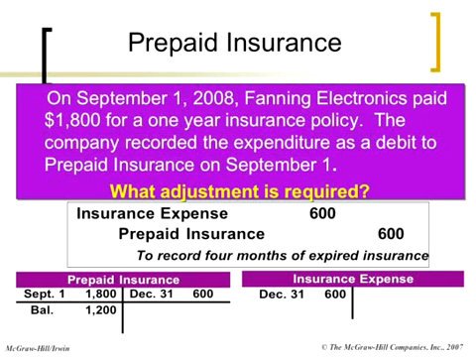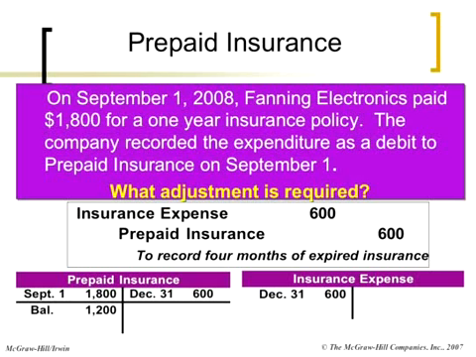This represents 4/12 of the policy since at year end, the months of September, October, November, and December have expired. We also credit or reduce the asset prepaid insurance. Now we have recorded the insurance expense for the months that have expired during 2008. Let's post the adjusting entry and see what the ledger account looks like on December 31st. Part 3. The prepaid insurance account is reduced from $1,800 down to $1,200. The insurance expense account now has a $600 balance, the amount of the insurance expired in 2008.